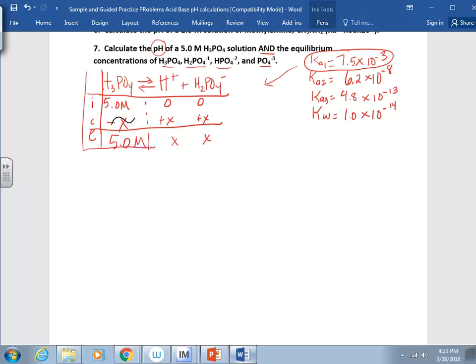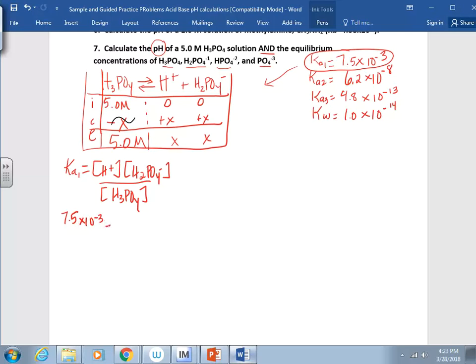So now we're ready to use our law of mass action. Ka1 for this is going to be equal to the concentration of hydrogen ion times the concentration of H2PO4 negative over the concentration of H3PO4. So let's substitute in our numbers. 7.5 times 10 to the negative 3 equals, both of these are x, so we can condense that as x squared over 5.0.